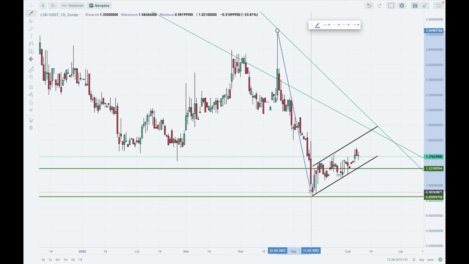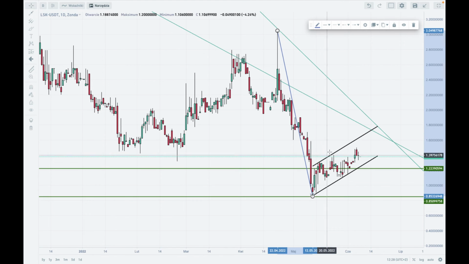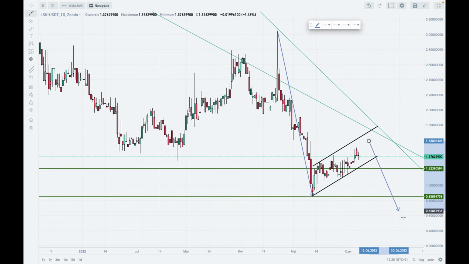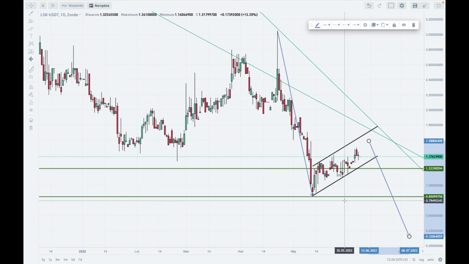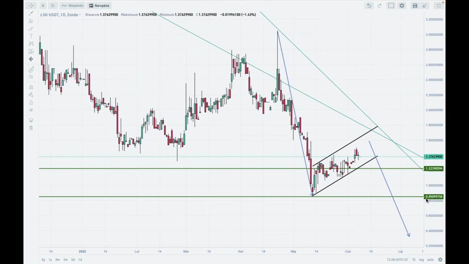This arrow down is a pole for the flag pattern, so we got a bearish flag on the Lisk, which means that we can of course move up and down here for quite some time, but then the most probable move out of the bear flag is to the downside below the recent low at 0.85. So please prepare yourself for another wave down in the Lisk.